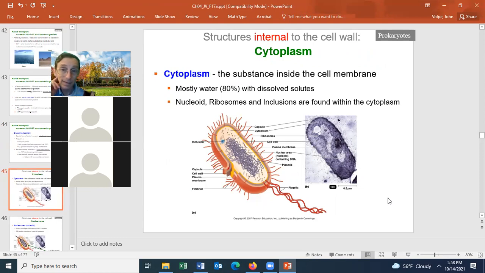Cytoplasm is the substance inside the cell membrane of a bacteria or an archaea. It's mostly water, about 80%. It does have dissolved solutes in it. There is no distinction or boundary between the nucleoid region and the cytoplasm. The nucleoid region is simply where the DNA is floating around in the cytoplasm, and there's no boundary between the two. In a eukaryote, we would have a boundary. We'd have the nuclear membrane being the boundary.